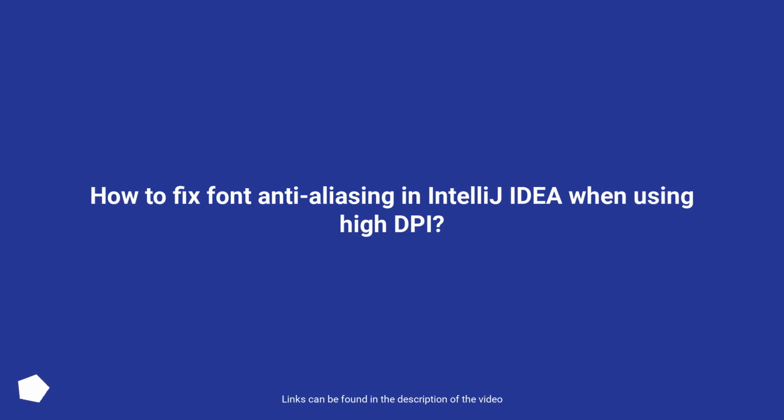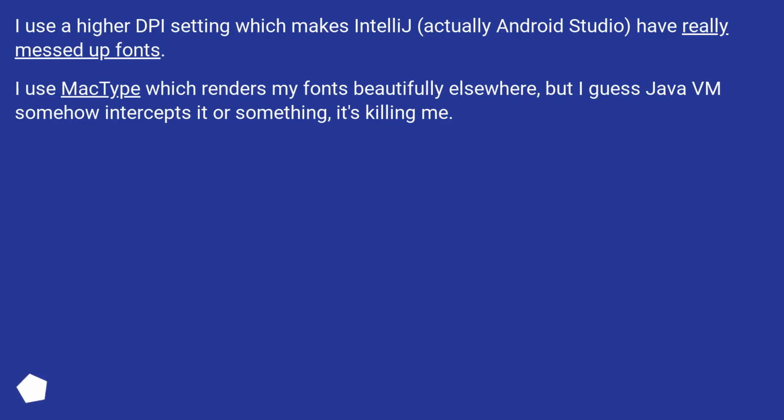How to fix font anti-aliasing in IntelliJ IDEA. I use a HiDPI setting which makes IntelliJ, actually Android Studio, have really messed up fonts. I use MacType which renders my fonts beautifully elsewhere, but I guess the Java VM somehow intercepts it or something. It's killing me.